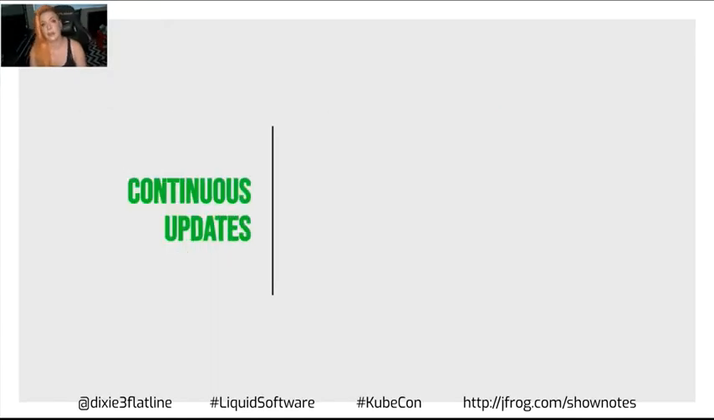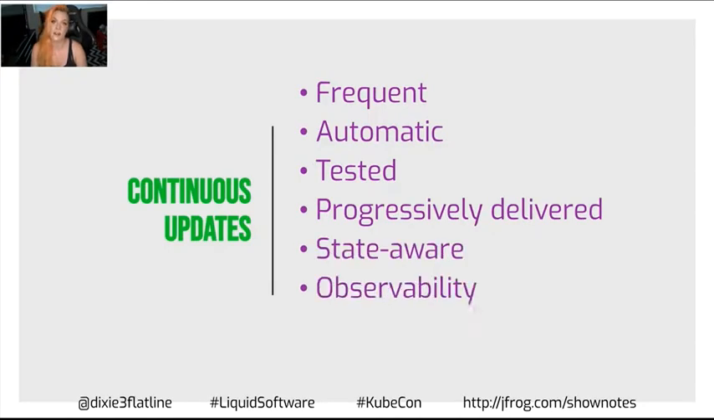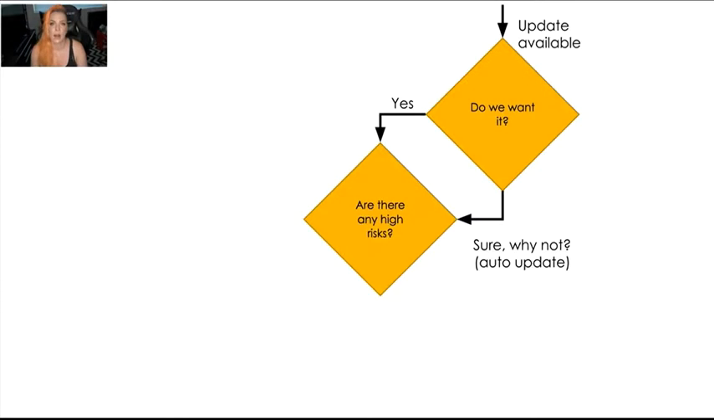So to recap, continuous updates are frequent, automatic, tested, progressively delivered, state aware, observable, and for extra credit, support local rollbacks. Where does that put us on our decision tree? An update is available. Do we want it? Doesn't really matter if it's something low risk like a game on your phone or Twitter app. That's going to happen automatically.